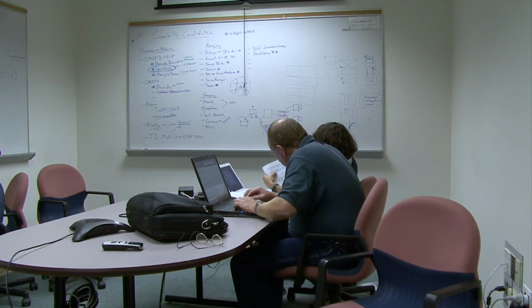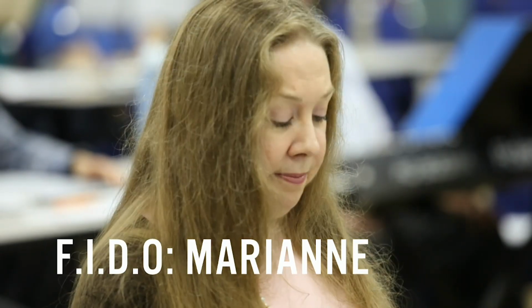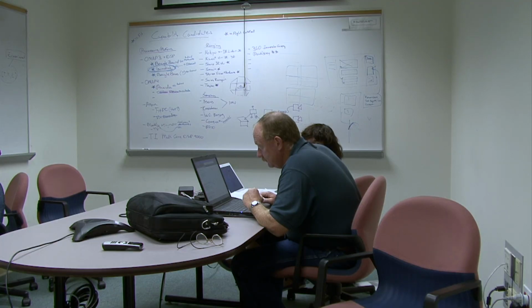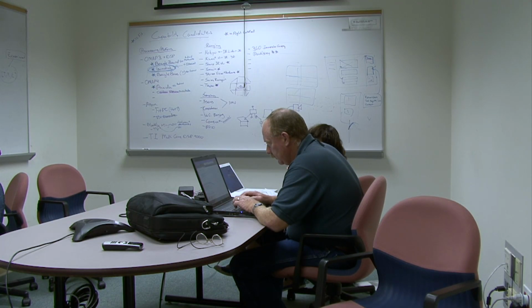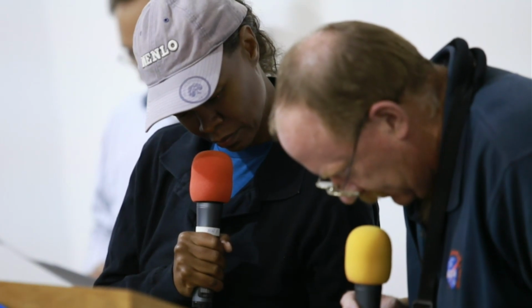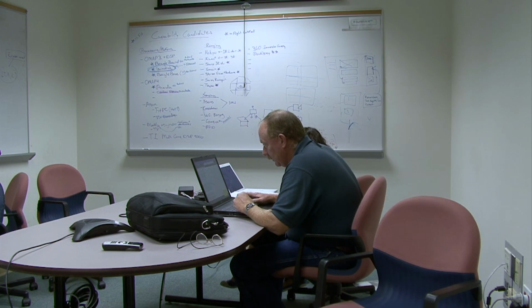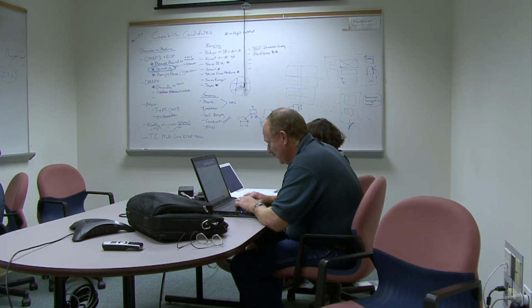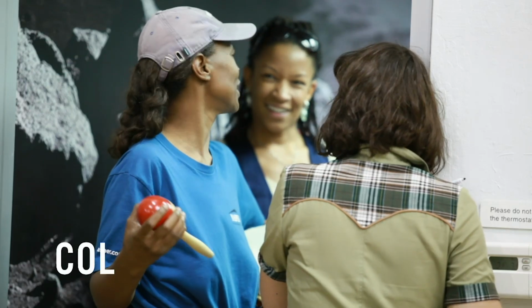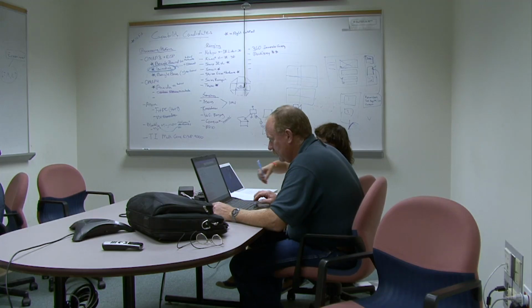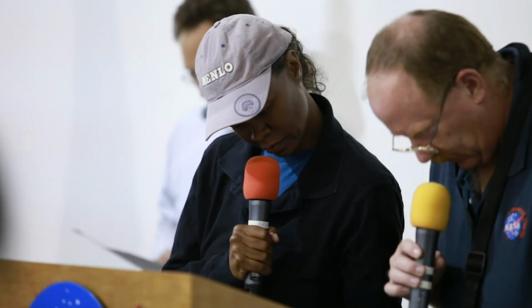We have a FIDO. What is FIDO? FIDO is the Flight Dynamics Officer. So that's Marian. So you want me to be Eagle? Yeah, you're Eagle. Eagle is Neil Armstrong and Buzz Aldrin. It's mostly Buzz Aldrin, actually, because Neil Armstrong's busy flying the thing. That is the command module, so that is Yvonne and Nelly. You probably want to put Yvonne first because I'm not a real astronaut, but she is.